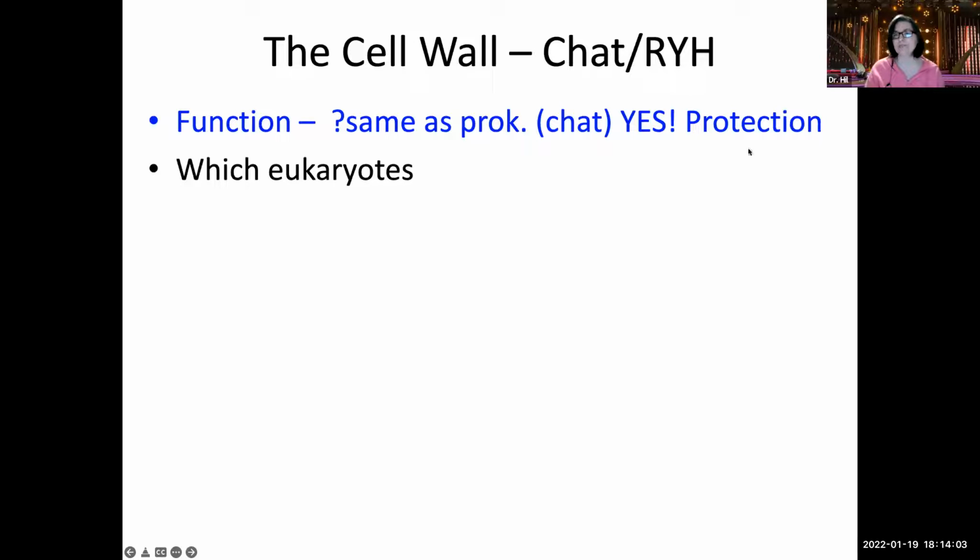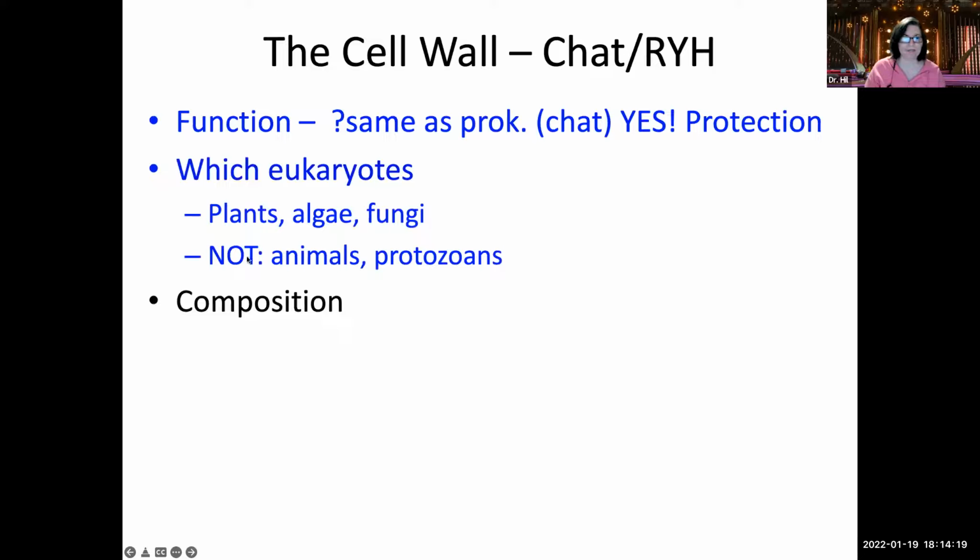Right, plants, yep. Algae, fungi, not animal cells. Animal cells have no cell wall. And what is it though? Right, so plants, algae, fungi, and these are the ones that would be microscopic, not animals, not protozoans, because remember, these are single-celled eukaryotes that are animal-like in that they don't have a cell wall and they typically are motile.